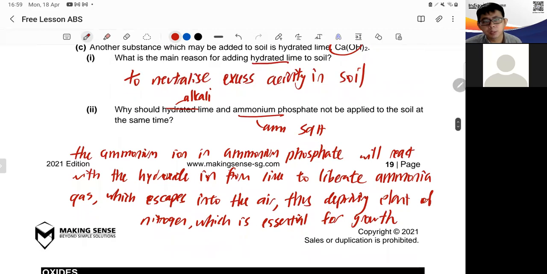This is just me being a little bit more specific. So I'm actually telling the person I know what the actual reaction is. Because if you break down this reaction to the bare bones, the ionic equation is literally just the ammonium and the hydroxide. But if you don't want to, you can just say that ammonium phosphate will react with that Ca(OH)2 to produce ammonia gas. Then the last part is the same.